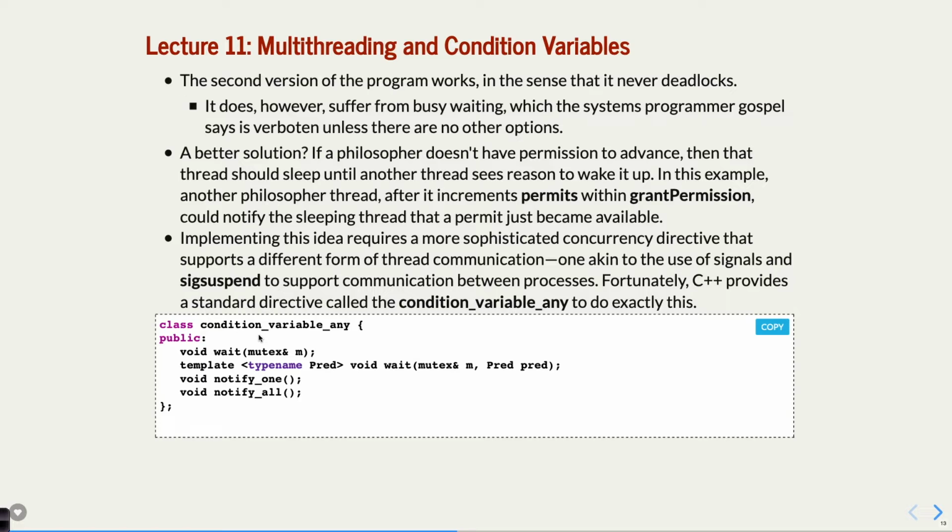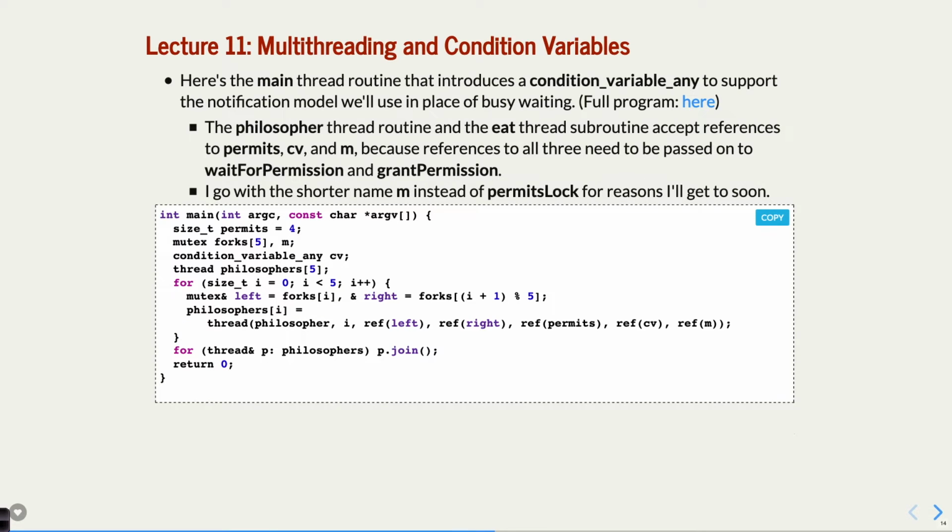Yeah. Just sort of a general question. Is a conditional variable any like a C++ thing, or is it something that we made for this class? Good question. It's a very good question. This condition variable any is a C++ standard class, as it turns out.